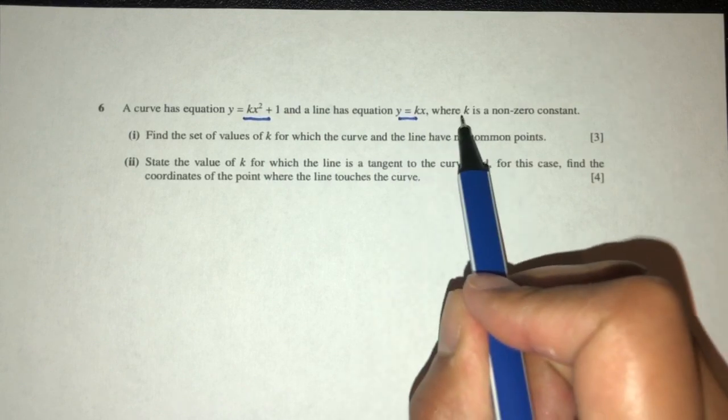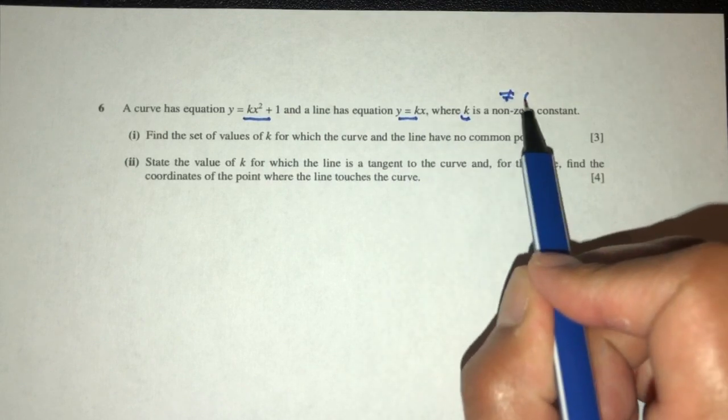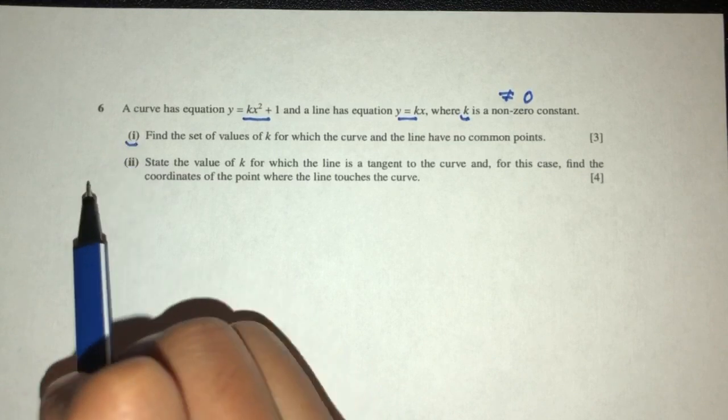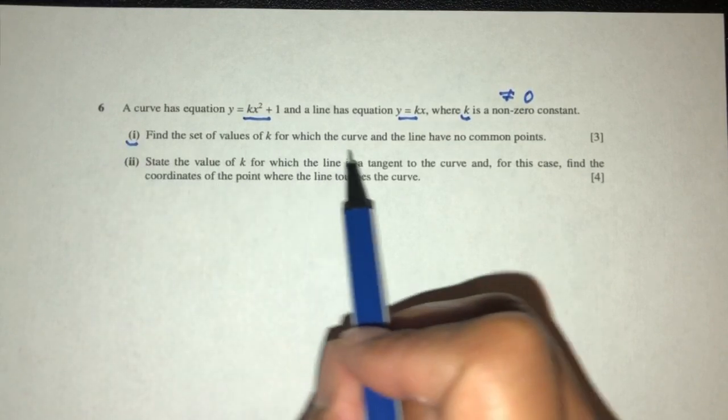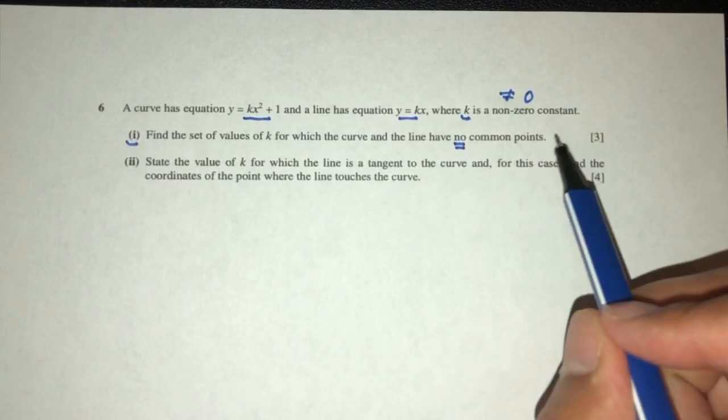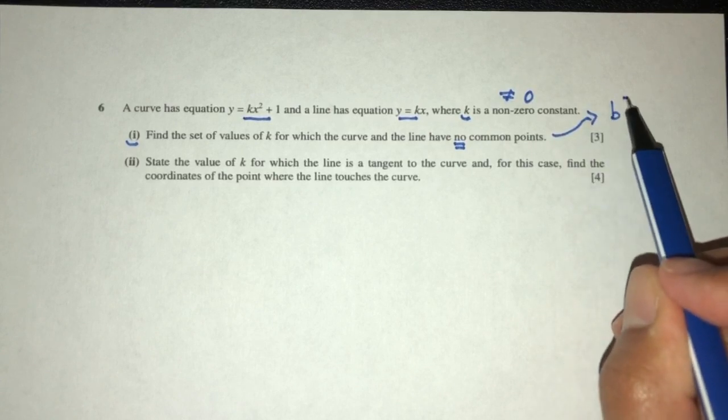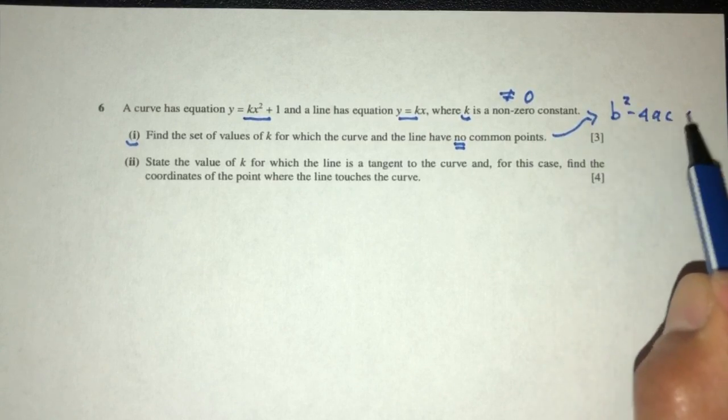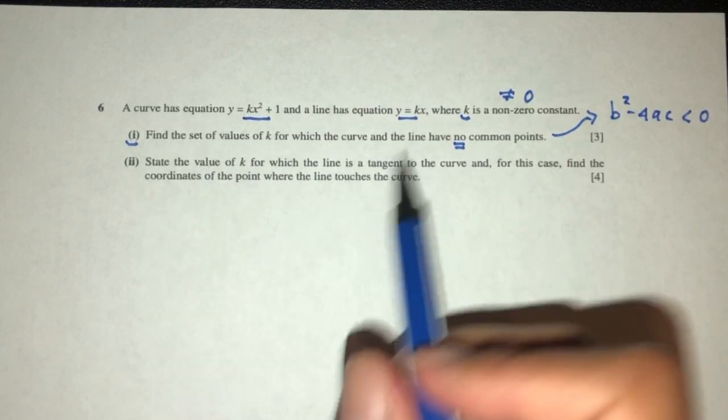A curve has equation y equal to this. This is the curve, and the line has equation this, where k is a non-zero constant. Now part 1, we have to find the set of values of k for which the curve and line have no common point. So no points of intersection means b squared minus 4ac less than 0. So let's first solve them.